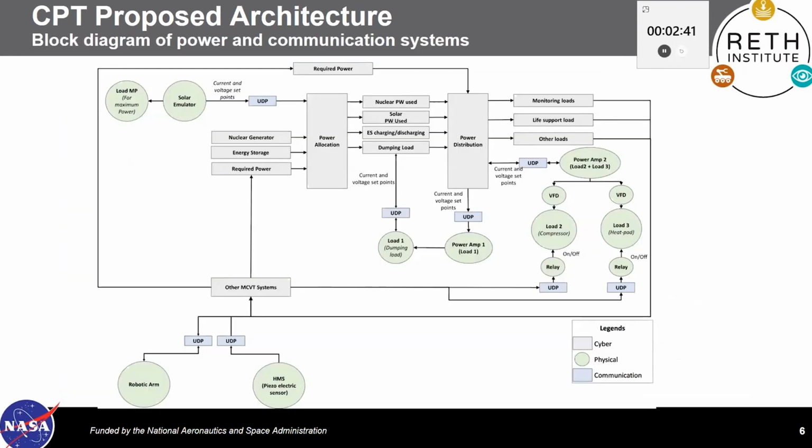This is the test bed setup, the block diagram of the power and communication system. In this case, only the solar PVs and a couple of loads are in the hardware, and the rest of the system is in the cyber. Both are connected using time sensitive networks. I will not go much into detail because of the time. So next slide, please.